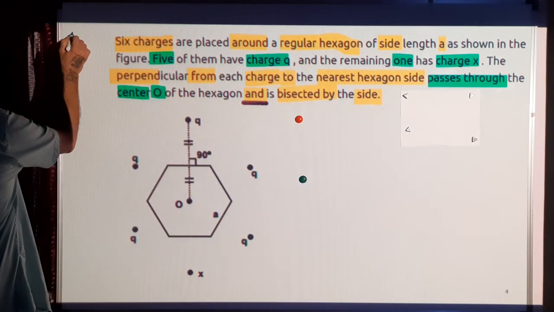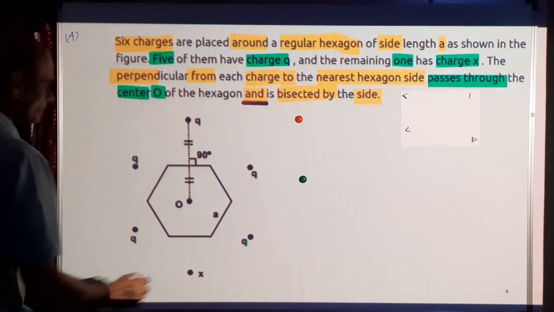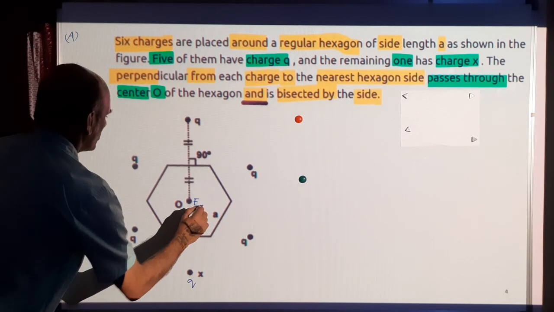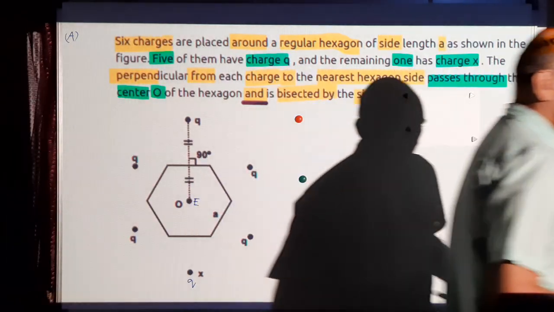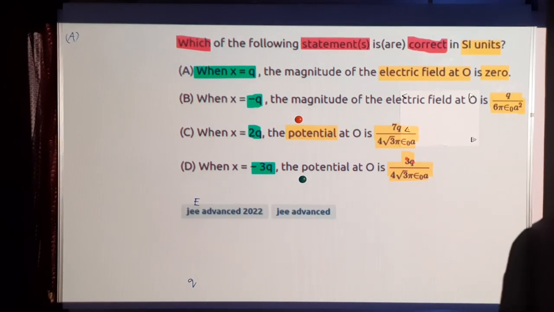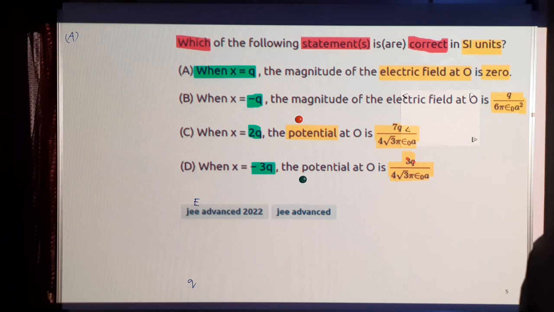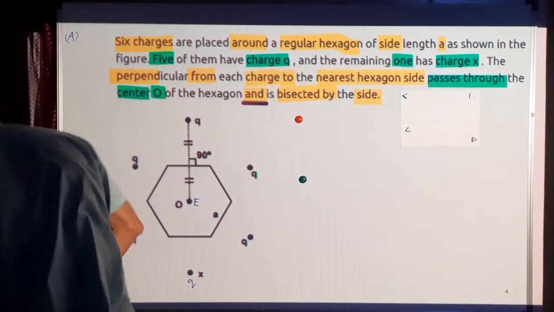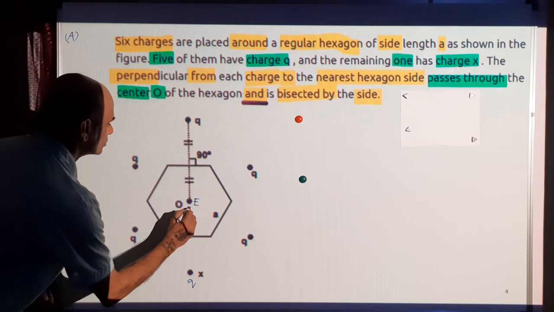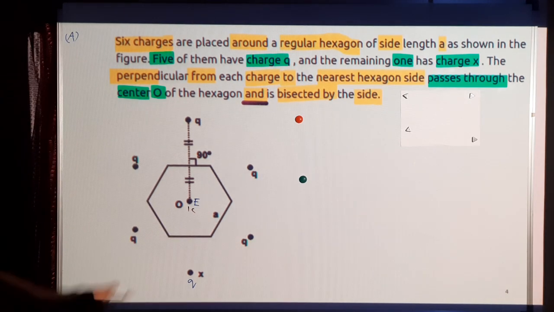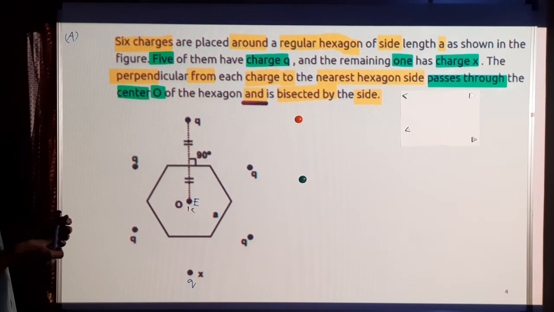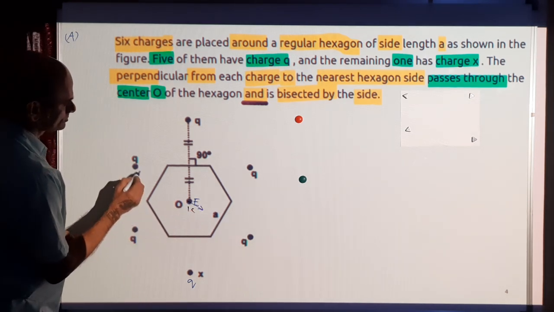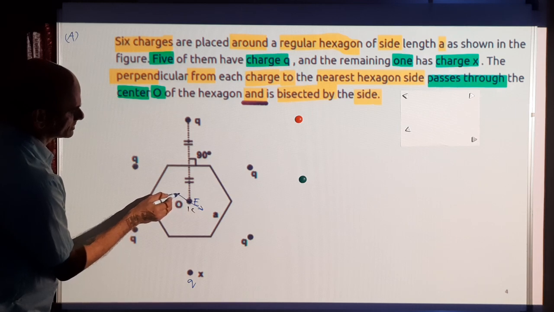Option A, this charge X is Q and you have to find the electric field at this point O. So to find the electric field, assume there is a 1 coulomb charge here and we have to find the force on this 1 coulomb charge. So force due to this Q will be in this direction and force due to this Q will be in this direction.